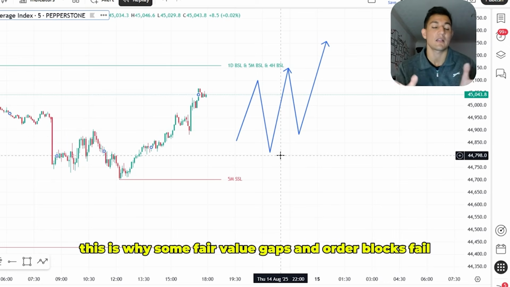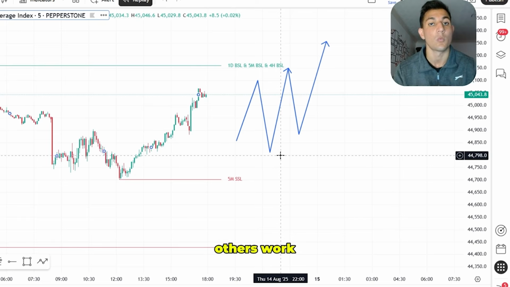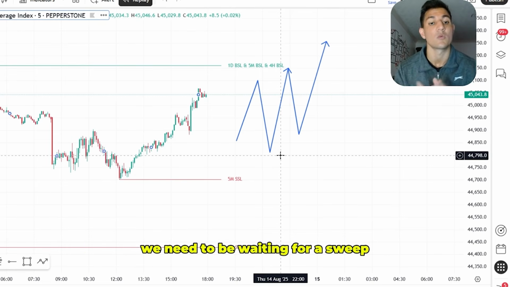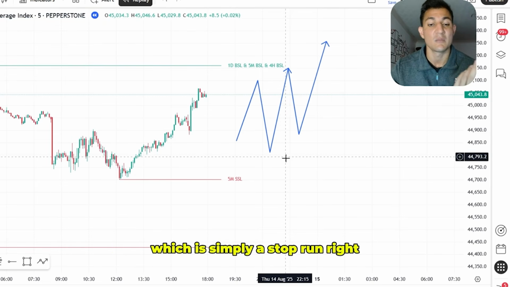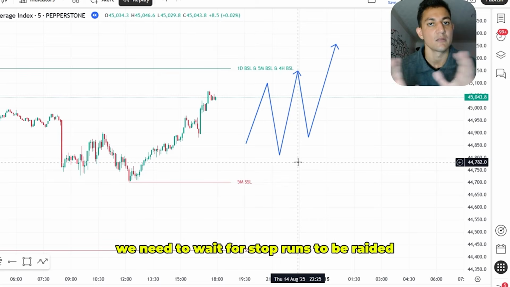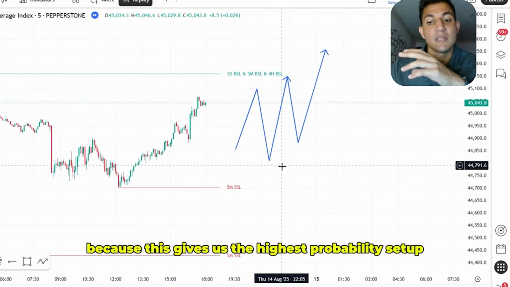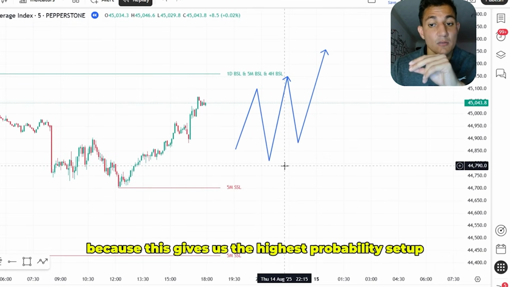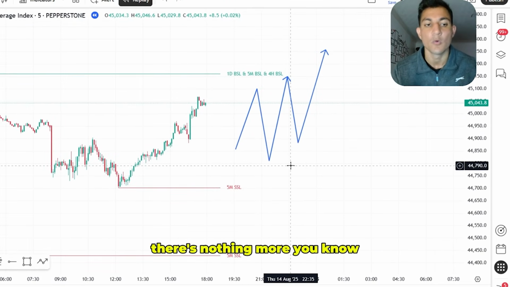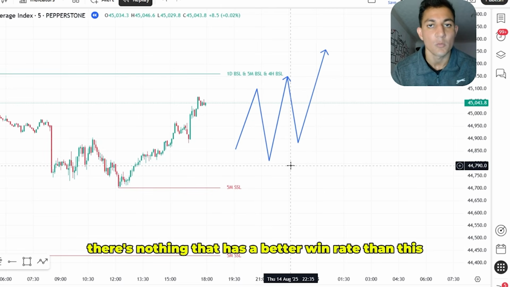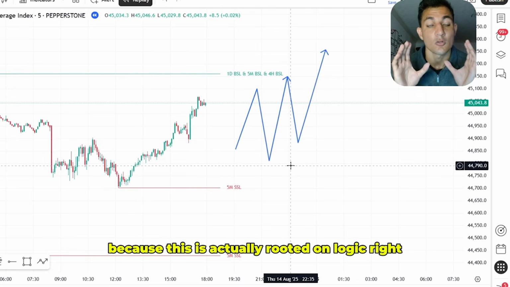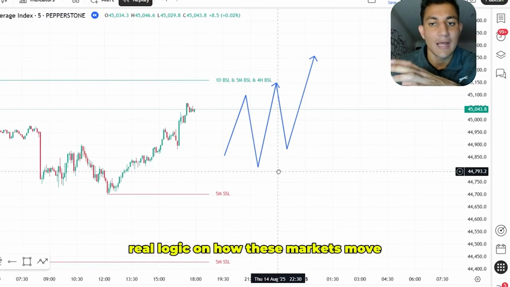This is why some fair value gaps and order blocks fail, others work, because you don't wait for a liquidity sweep. We need to be waiting for a sweep, which is simply a stop run, right? We need to wait for stop runs to be raided, purged, grabbed, whatever you want to call it. We need to wait for a stop run before we enter, because this gives us the highest probability setup in all of trading, right? There's nothing that has a better win rate than this, because this is actually rooted on logic, right? Real logic on how these markets move.